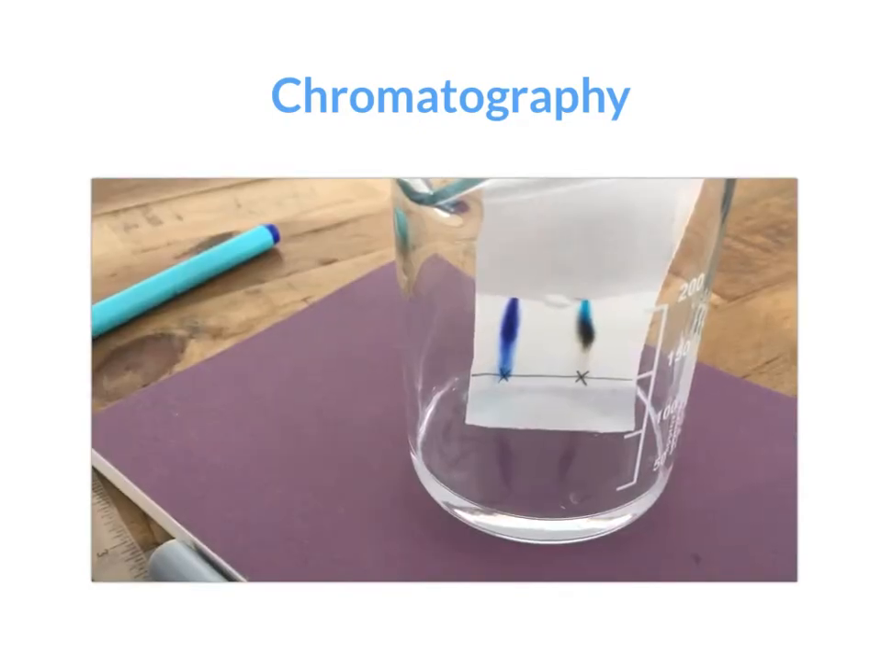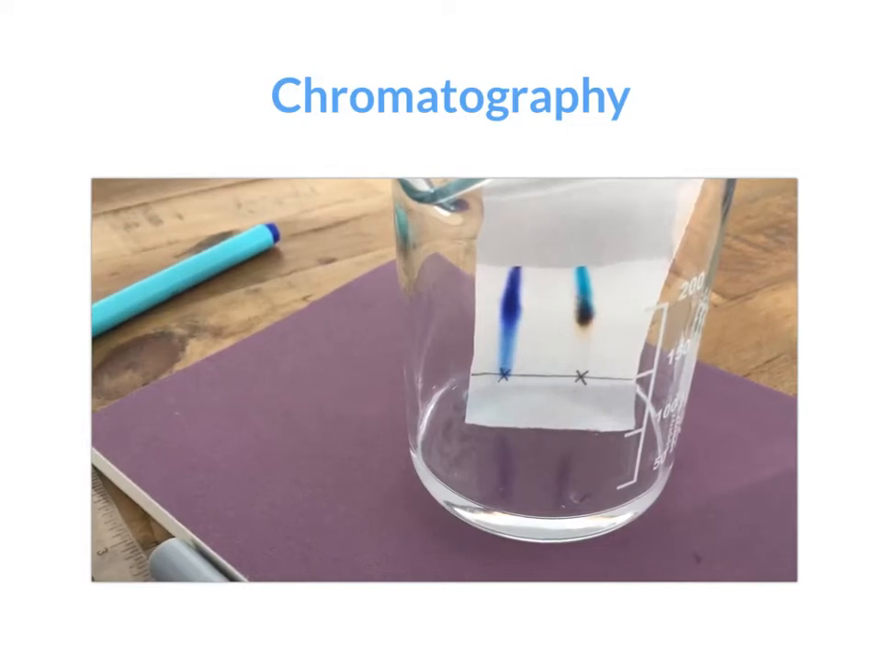So remember, this video has been sped up, but you can see the water level rising up the piece of chromatography paper, and you can see the different coloured inks within the pen separating out. So chromatography is separating out the different soluble substances within the ink. So the different colours are soluble, and the water is bringing them up the piece of chromatography paper depending on their solubility.